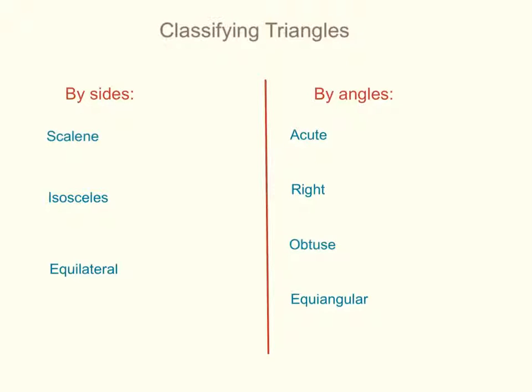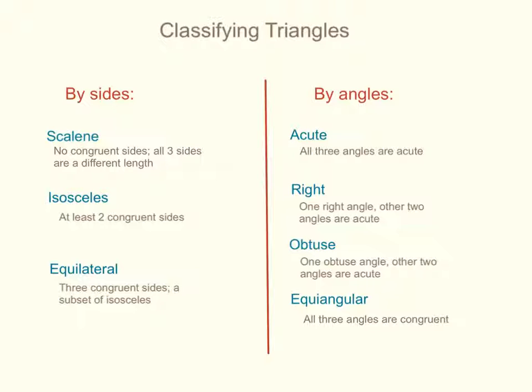When we do it by angle, acute triangles will have 3 acute angles. An equiangular triangle means that, just like it says, it has 3 congruent angles. Now a right triangle has 1 right angle and 2 acute angles. And then obtuse has 1 obtuse angle and 2 acute angles. On the next slide, we have all of the definitions for you to be able to write down in your notes.